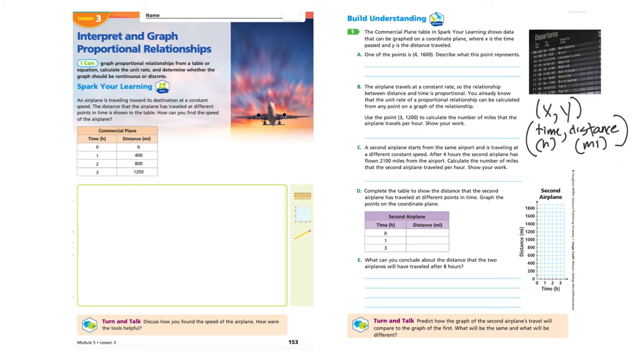E, what can you conclude about the distance that the 2 airplanes will have traveled after 8 hours? So what would be the difference? Would one have traveled farther or would they be the same, etc.? And then you can also do this turn and talk if you'd like to do that. So take some time, pause here, and then you can go on to the next page.